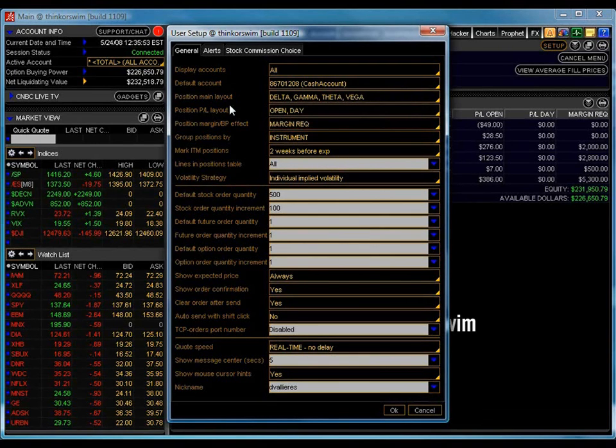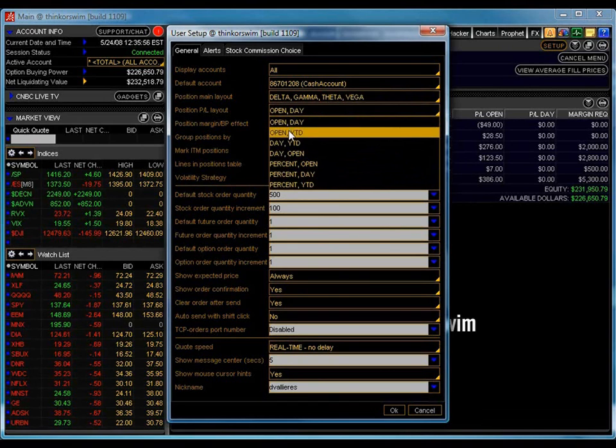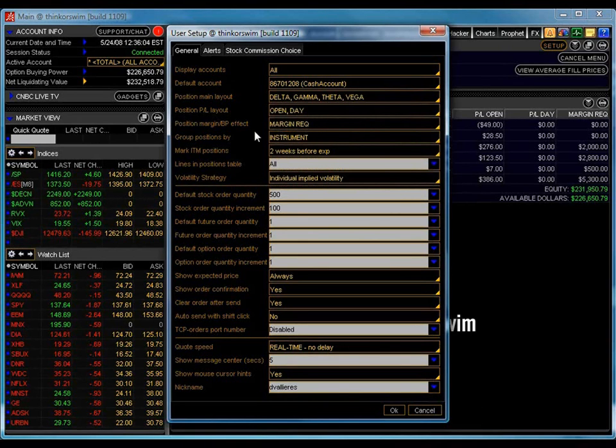Also, we want to see the profit and loss open in the day. You can go open year to date. You can go date, year to date, date open, percentages, and so forth. But I like the open in the day. You can also set the margin requirement or the buying effect of the positions that you have on. So in other words, how much it reduces your buying effect or how much it increases your buying effect, etc. I like to see the margin, because I calculate my returns based on the return on margin. Group positions by the instrument, or you could do it by the trade time that you did it.